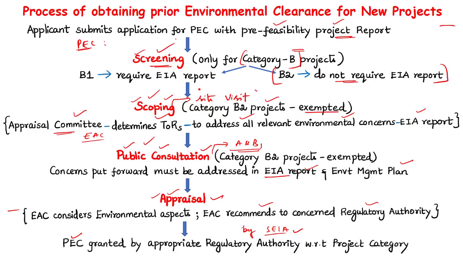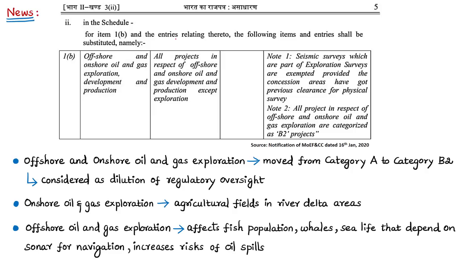Let us come to the news article. It states that as per a recent notification by the Environment Ministry, the offshore and onshore oil and gas exploration projects conducted by oil and gas companies are shifted from category A projects to category B2 projects. So in the analysis, we saw that category B2 projects are those projects that don't require an environmental impact assessment report, and also these projects don't require scoping, and they are also exempted from public consultation as per section 7 of the Environment Impact Assessment Notification of 2006.